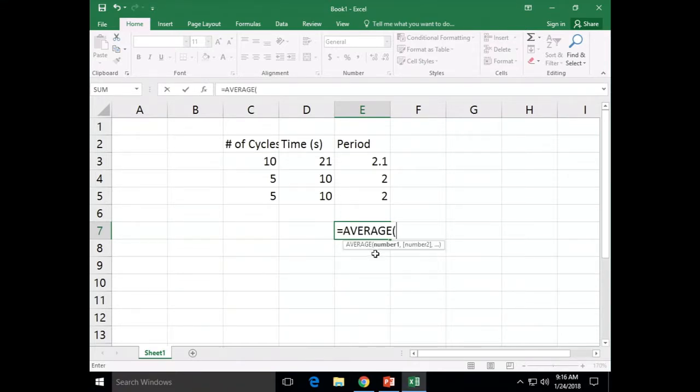And then I just put in the range of numbers that I have. So that's how you do an average in Excel. And so there's our average period that we have for the pendulum. That's our average period.